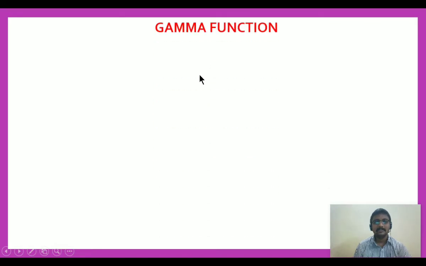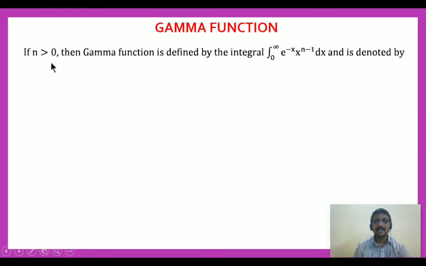Gamma function. Definition: if n is positive, then the gamma function is defined by the integral 0 to infinity e power minus x, x to the power of n minus 1 dx, and is denoted with gamma of n. So it is the symbol of gamma. So gamma of n is the integral of 0 to infinity e power minus x, x power n minus 1 dx.